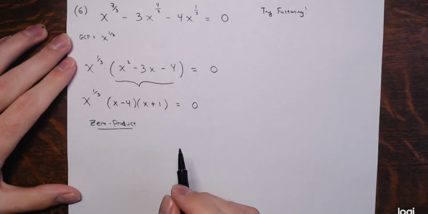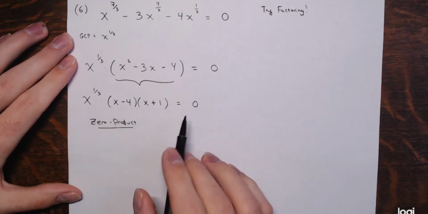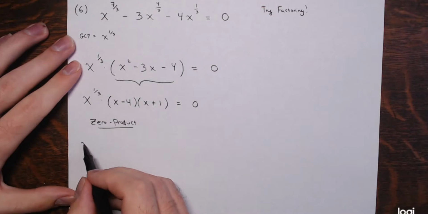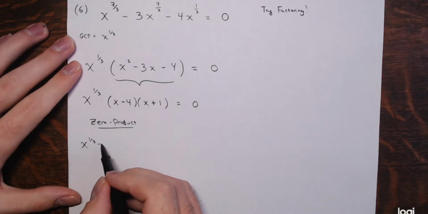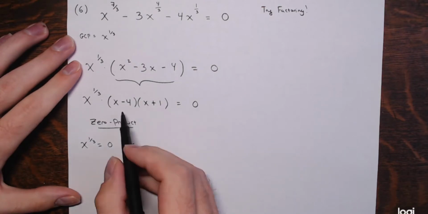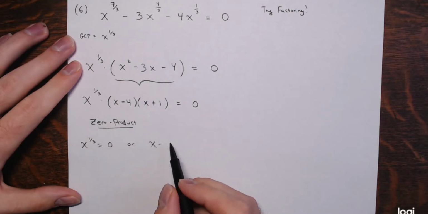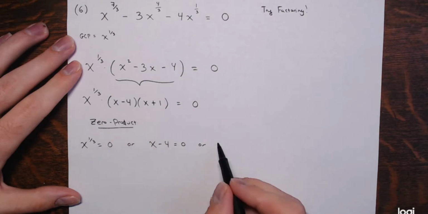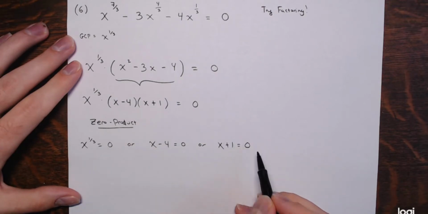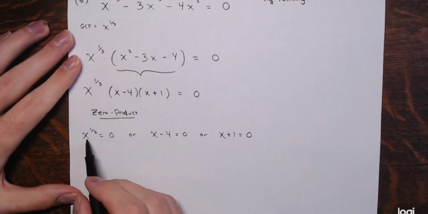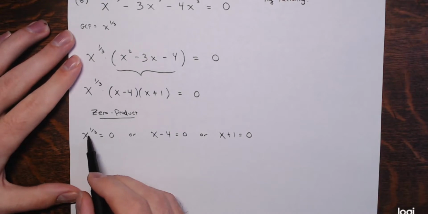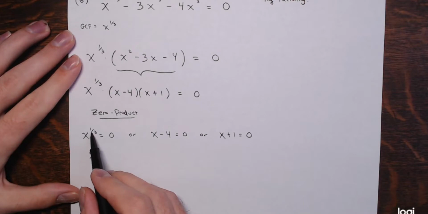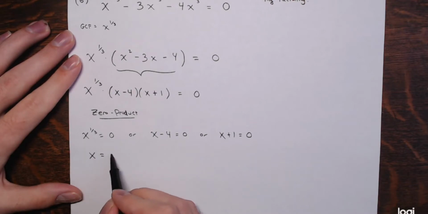By the zero product property, the only way a product is equal to 0 is if one of the factors is 0. So either x to the 1/3 equals 0, or this second factor, x minus 4, equals 0, or this third factor, x plus 1 equals 0. Solving each of these, the first one is simple enough. You would cube both sides, and it's just x equals 0, right? The only number that you can raise to any non-zero power and get 0 is 0.